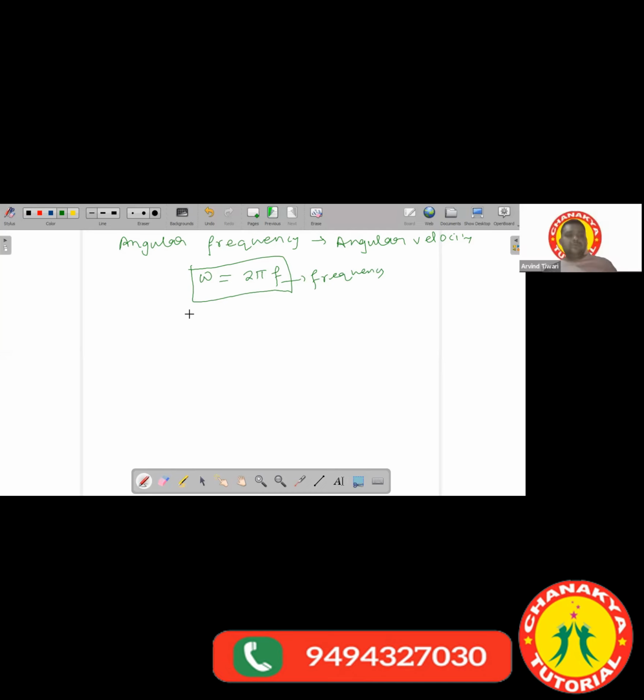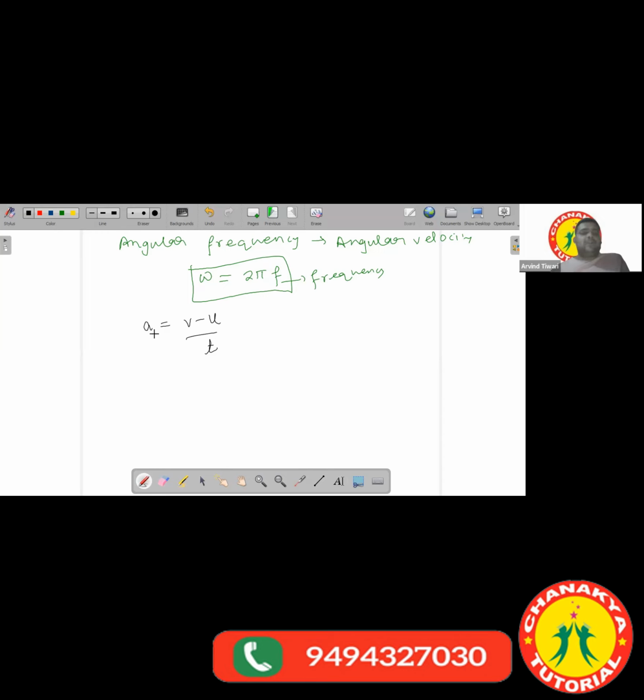Okay. Now, just like for the linear motion, we have linear acceleration. So we have studied that acceleration is given by the formula v minus u over t. This is how the acceleration is given for a particle which is moving.